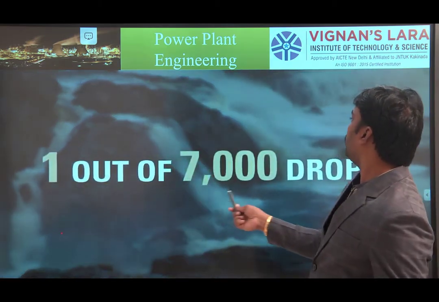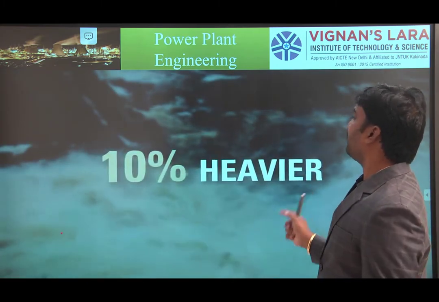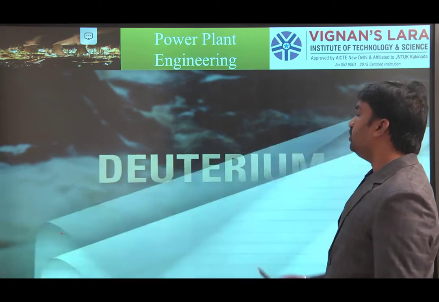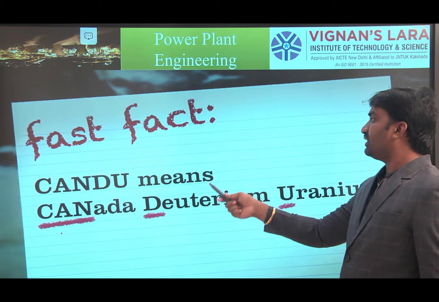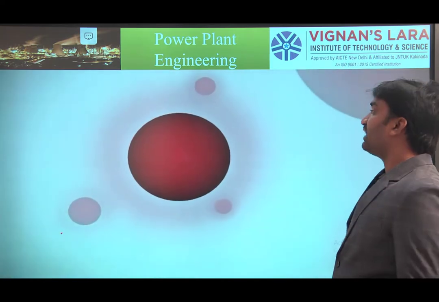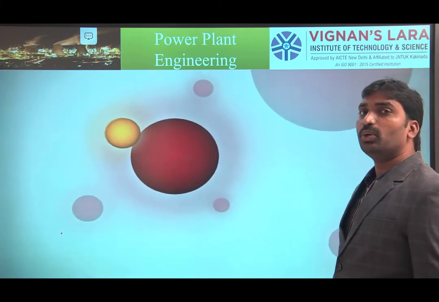So 1 out of 7,000 drops of water is required, and 10% of heavier water, known as deuterium. Okay. So that deuterium is required. Generally, if you see the CANDU reactors, CANDU means Canadian Deuterium Uranium Reactors. Okay, different types of reactors are there. We are seeing right now a CANDU reactor, Canadian Deuterium Reactor.